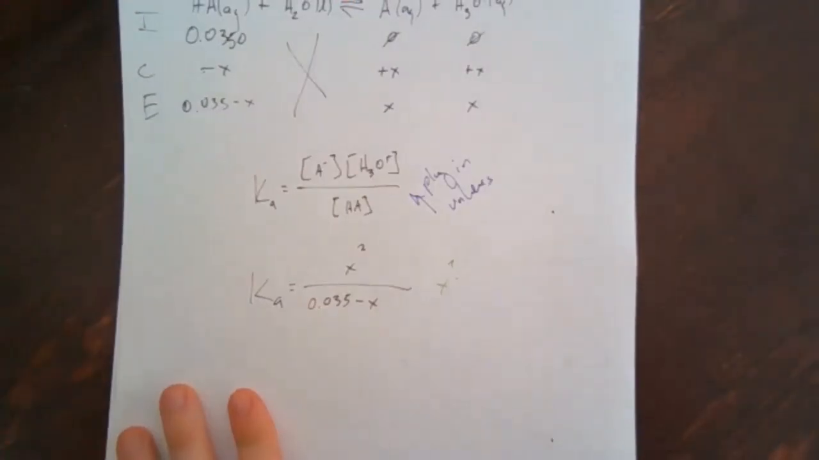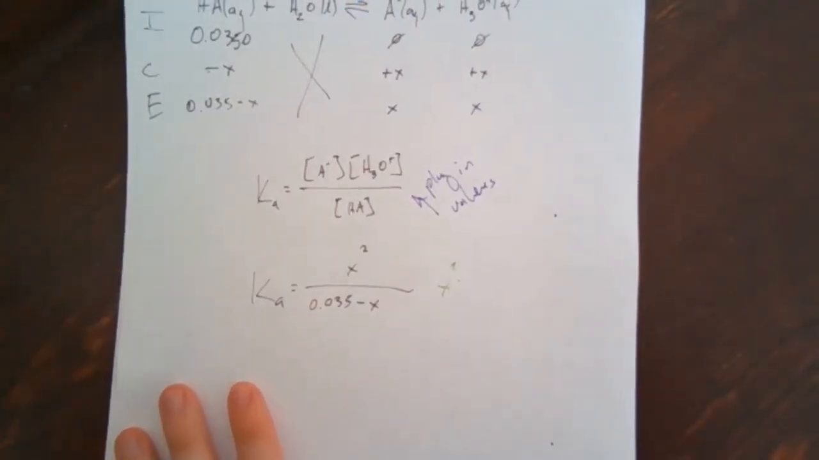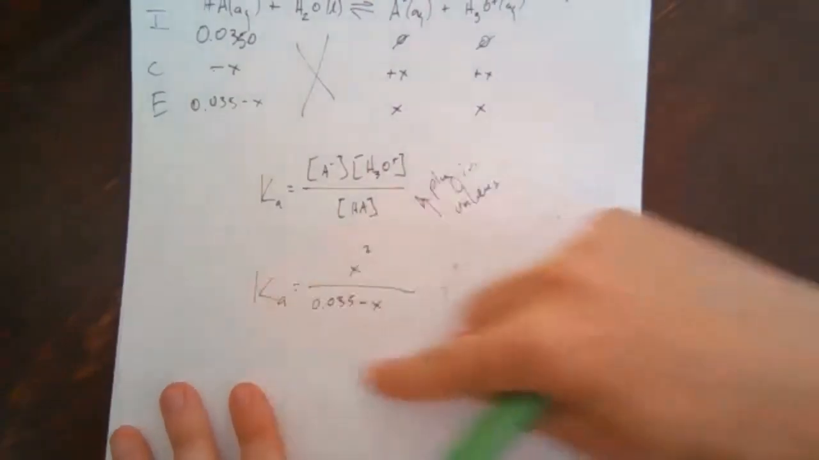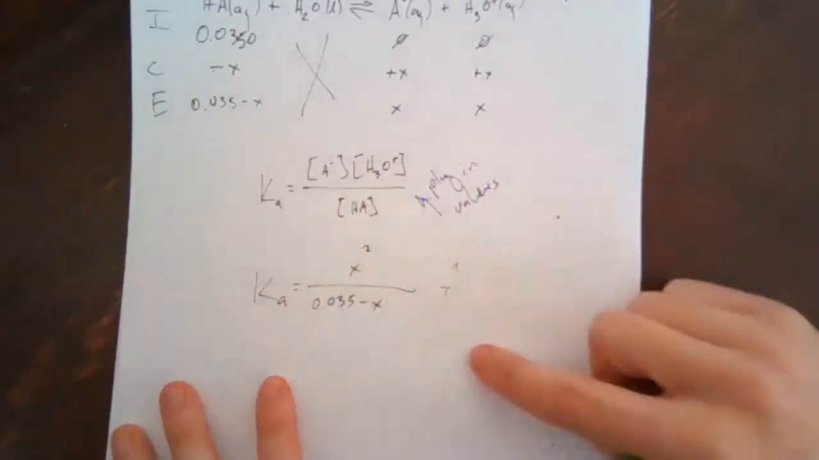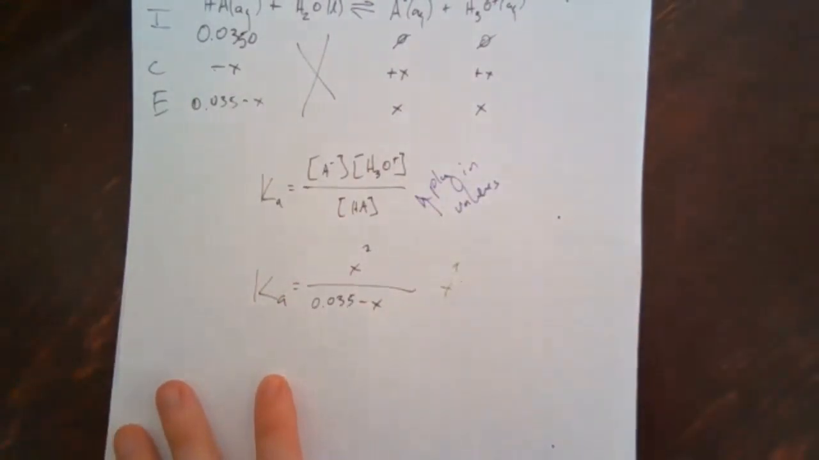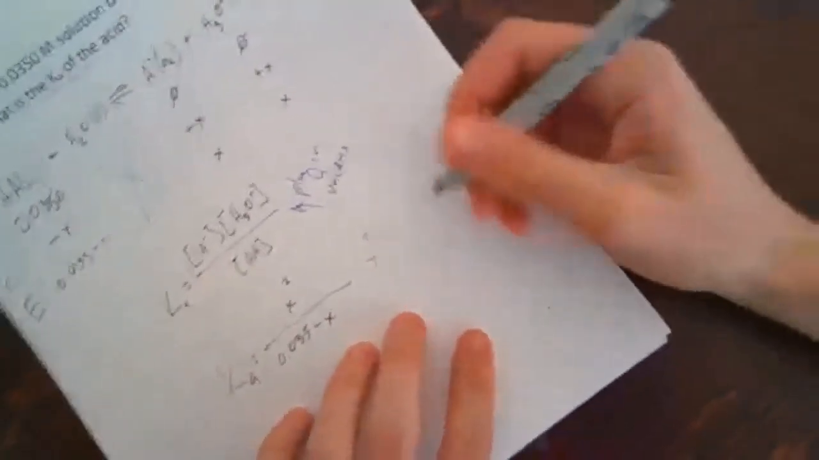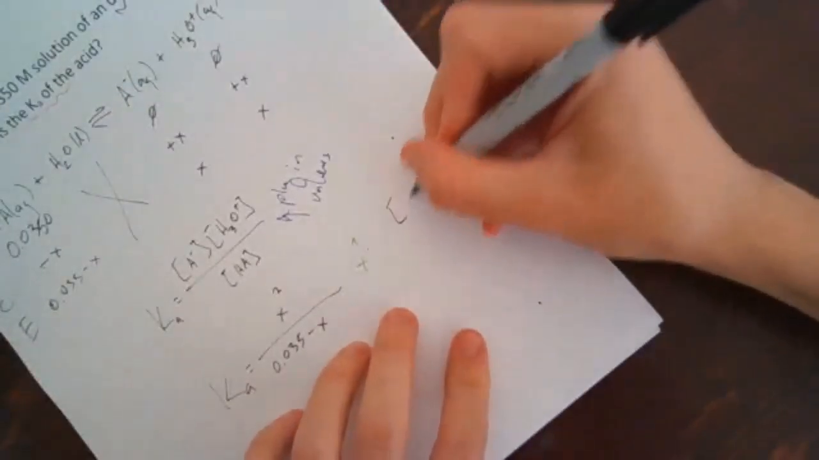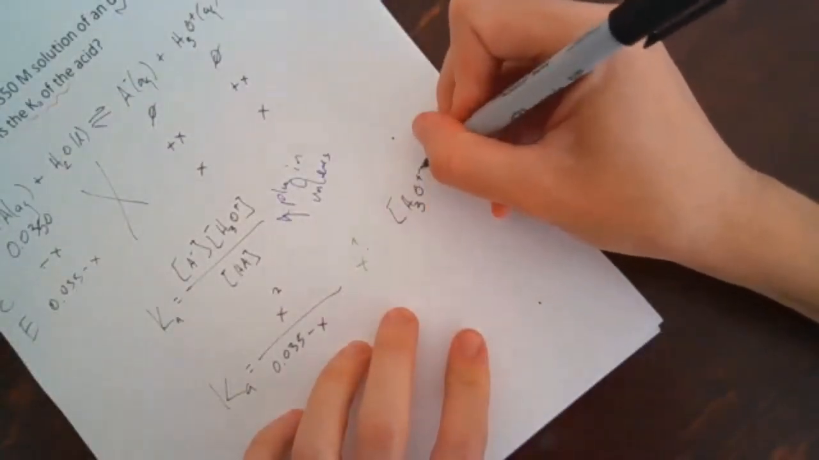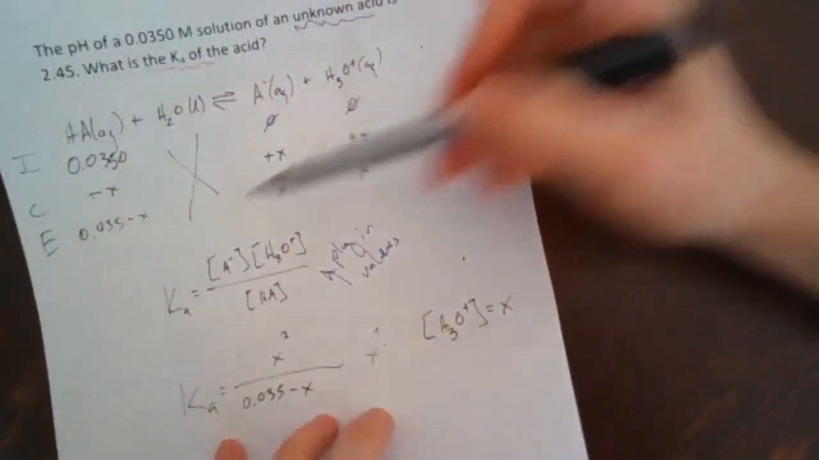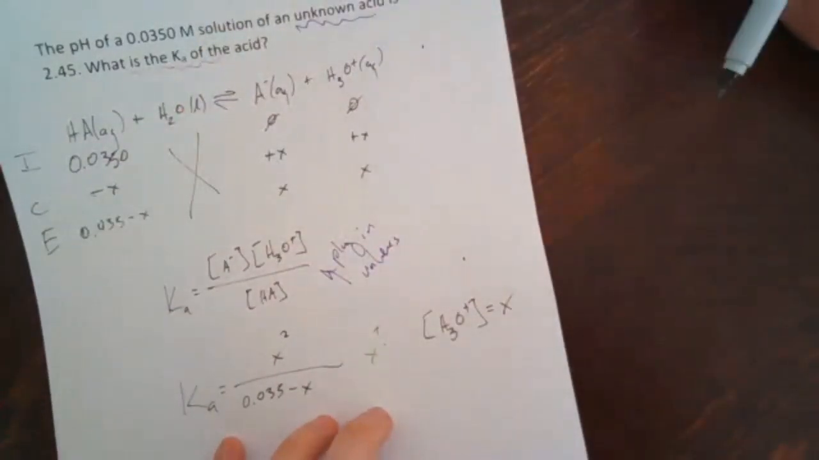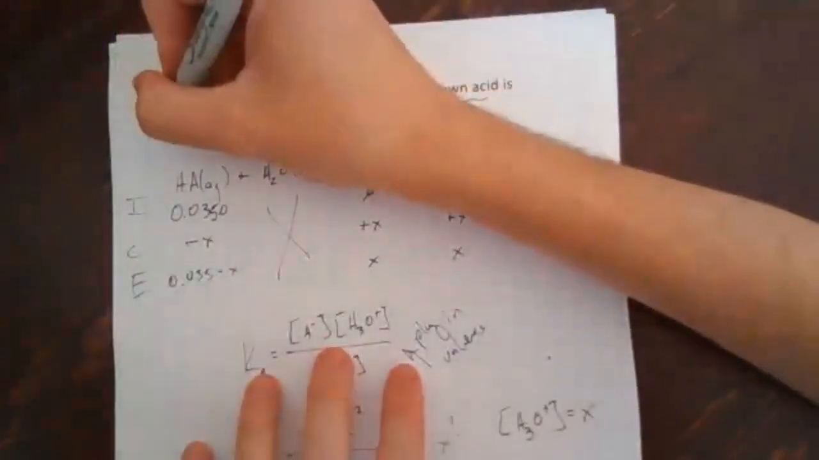You may be tempted here, and this is one of the places where we veer off. We're not going to need to do an approximation, because we're not going to solve for x using this. We can just use this equation. How we can solve for x is we can use the fact that the concentration of hydroniums is equal to x. That comes from the ice table. The concentration of hydroniums at equilibrium is just x. But we also have a pH.